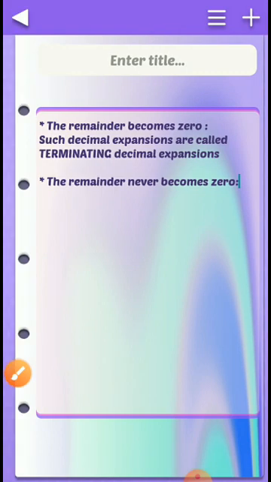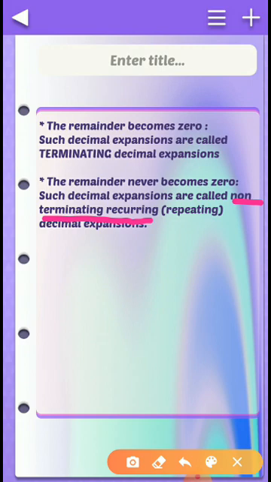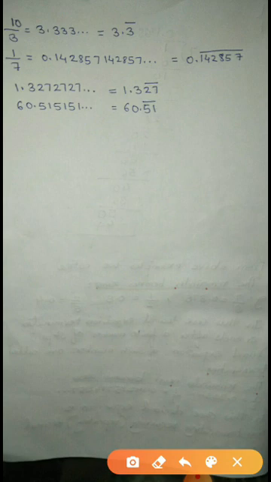Okay. Now see, the next case is the remainder never becomes 0, which we had seen in the previous examples. Okay, so such decimal expansions are called non-terminating recurring, or you can say it as a repeating decimal expansion. Non-terminating, it goes on, and recurring, that means it is repeating. Yes, 1 point, suppose it is 6 6 6 6 and so on, that means it is recurring and it is non-terminating.